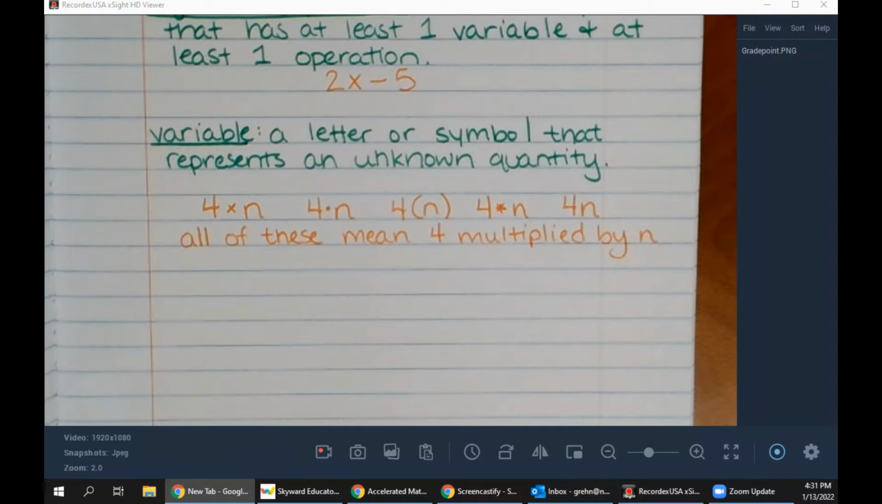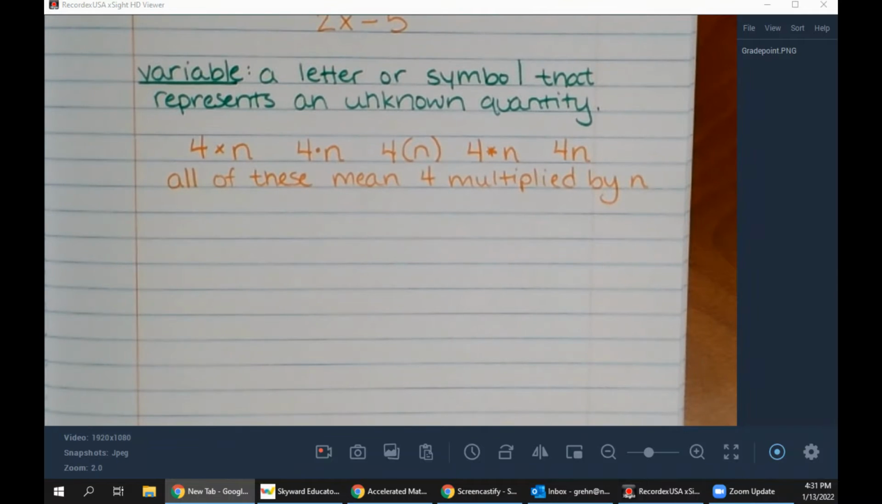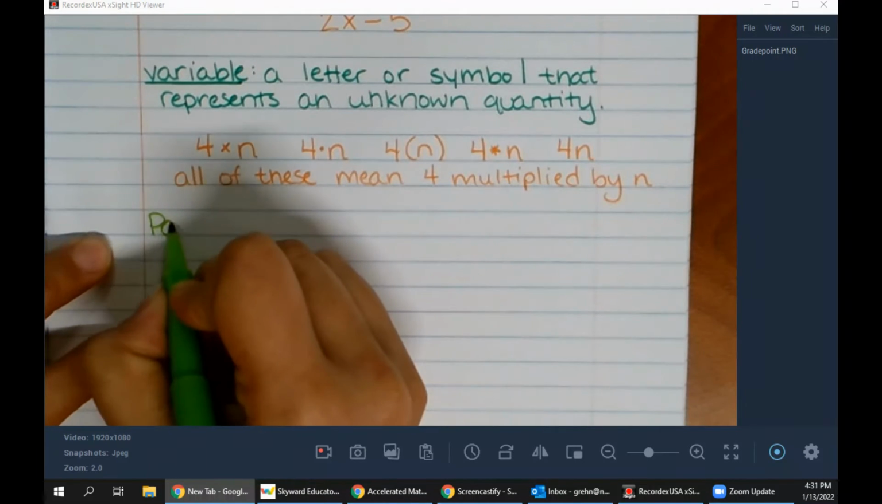So the last thing we're going to look at are the different parts of an expression. So go ahead, you can label this parts of an expression.